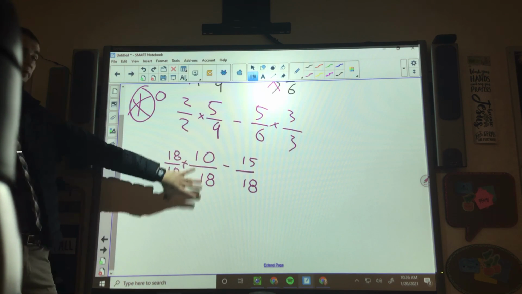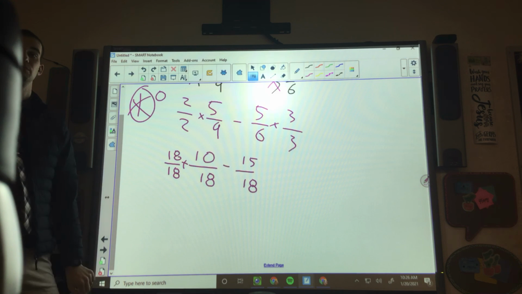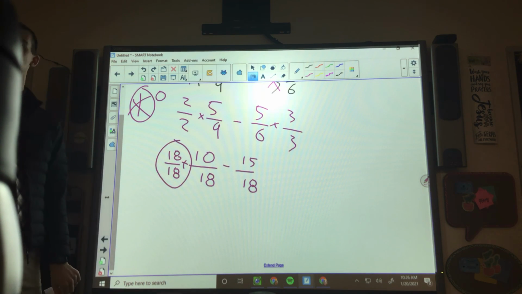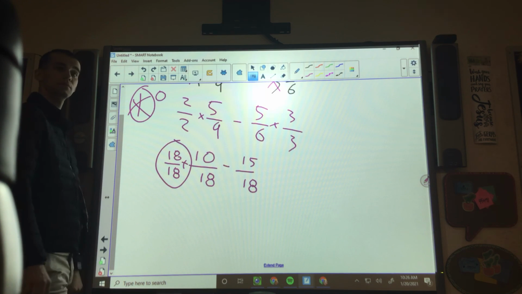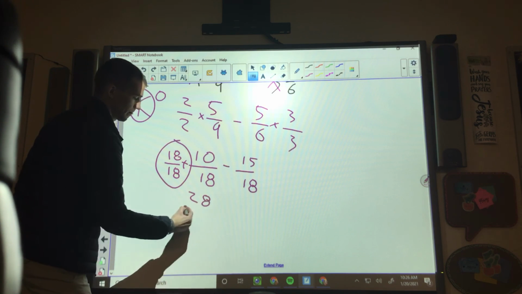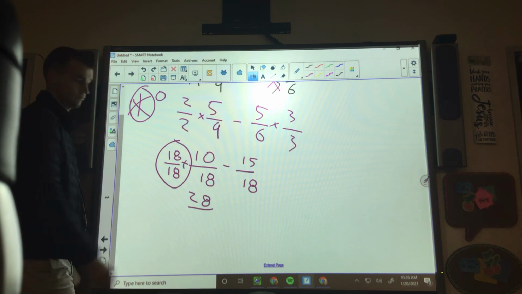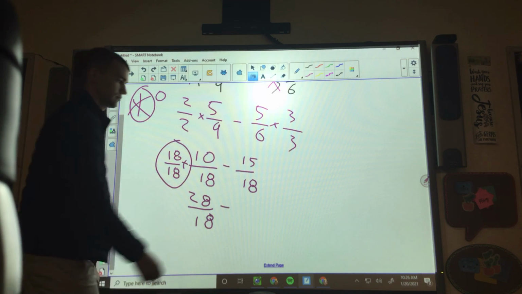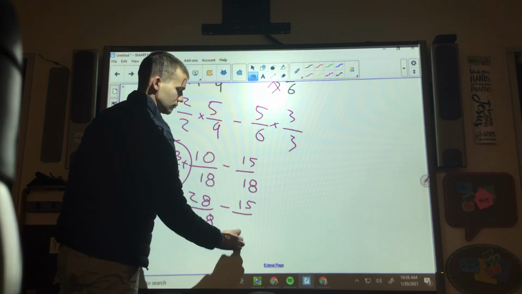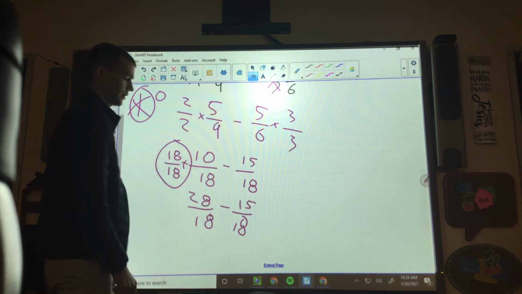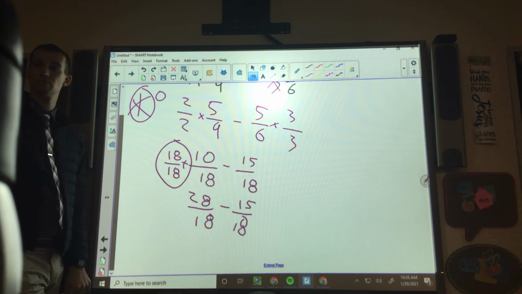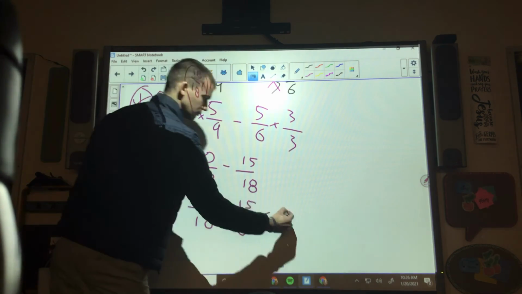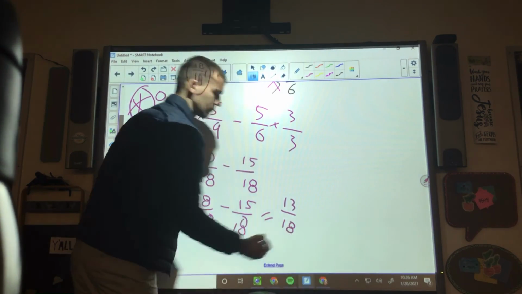So then up here, we have what? 10 over 18. No, because we're adding 18 over 18. So we get what? 28. Yep. 28 over 18. Minus 10 over 18. No, 15 over 18, because we keep that over there. And our final answer? 13 over 18. Yep.